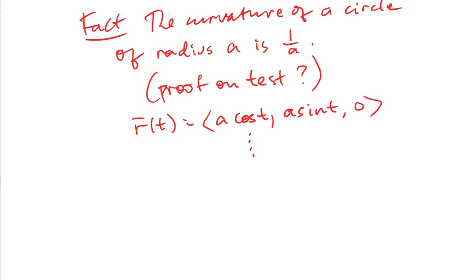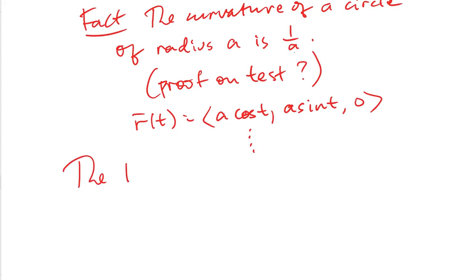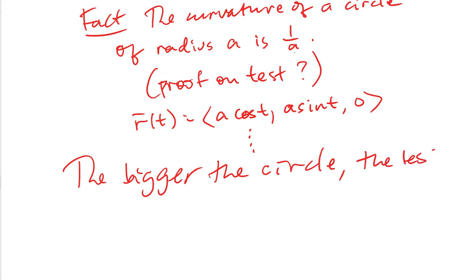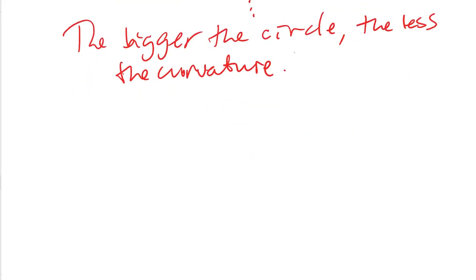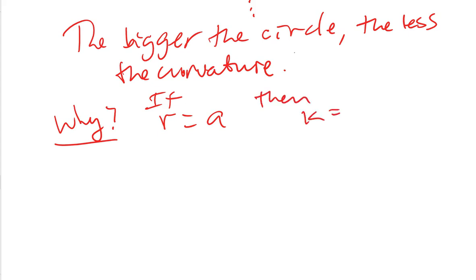So what this says is the bigger the circle, the less the curvature. Why? Well, let's compare a couple. Let's compare 3 of them. If the radius is a, then the curvature is 1 over a.